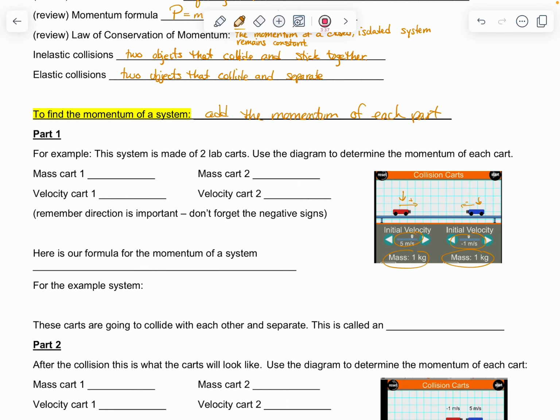Okay, so let's write down what we know. Mass of cart 1, that's the red cart, 1 kilogram. Velocity of cart 1, 5 meters per second. Mass of cart 2, also 1 kilogram. Velocity of cart 2, negative 1 meter per second. That's what we know. Direction's important.